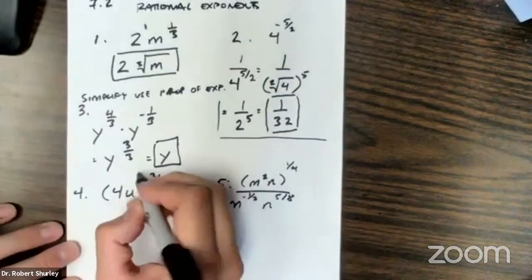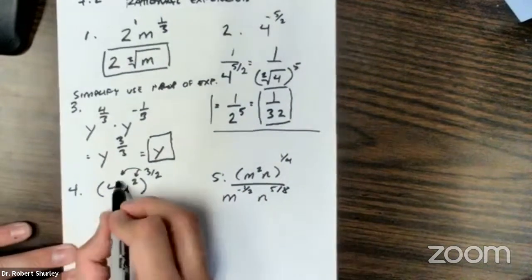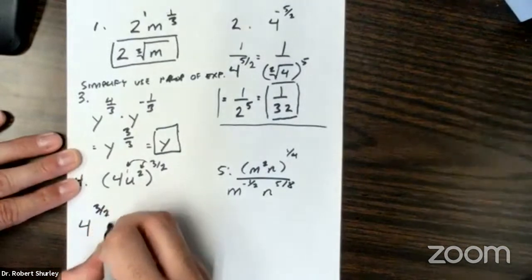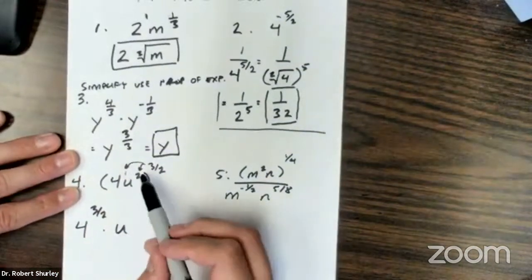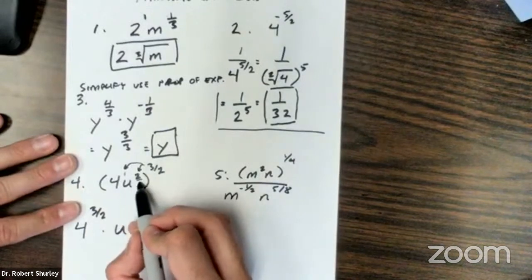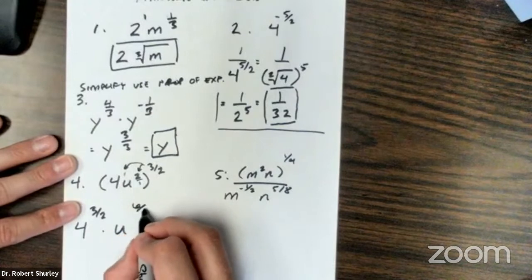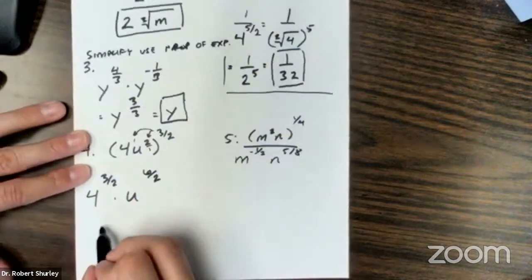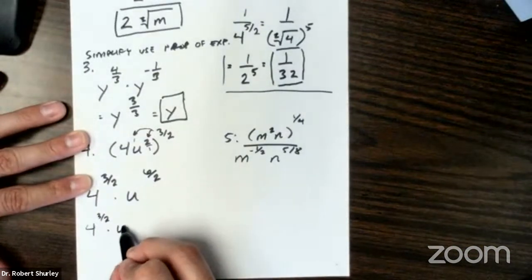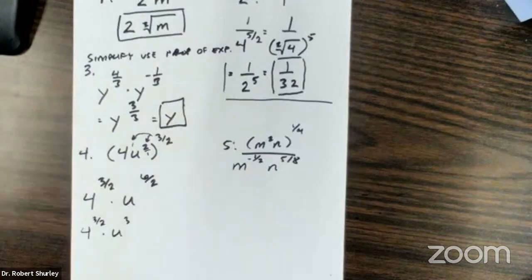So number 4, I've got to distribute that 3/2 into both of these. So remember, the 4 has a 1 on it. So it's going to be 4 to the 3/2 times u. Now, 3/2 times 2, remember, it's really like 2 over 1, right? You multiply the tops and the bottoms, so you get 6 over 2. Hey, that's not bad. So it'd be 4 to the 3/2 times u cubed. 6 divided by 2 is just 3, right?